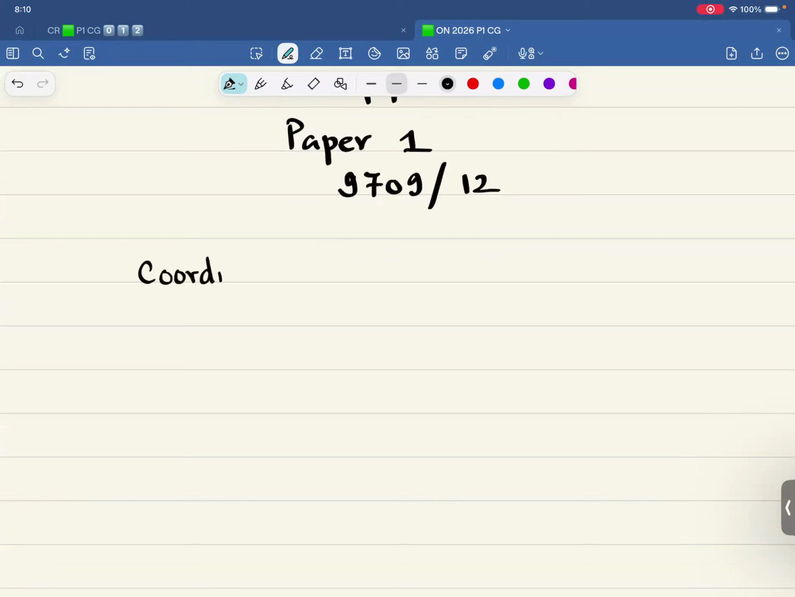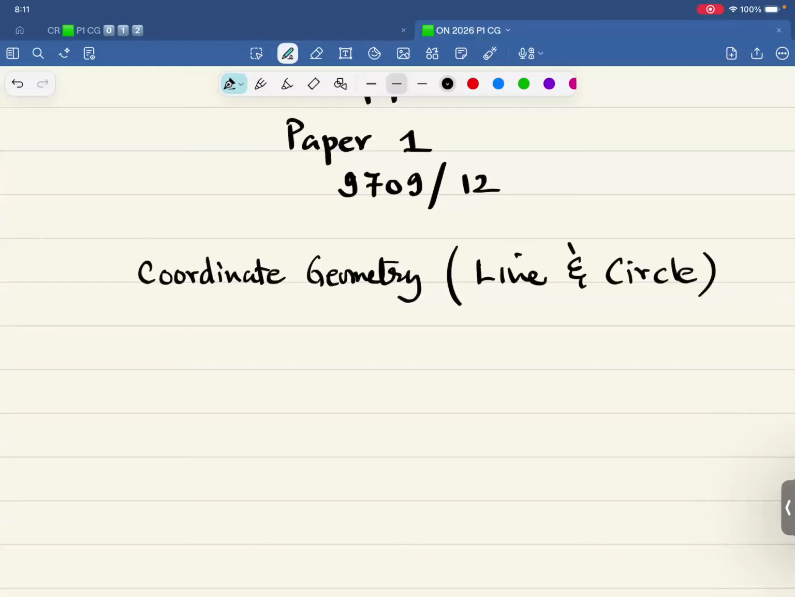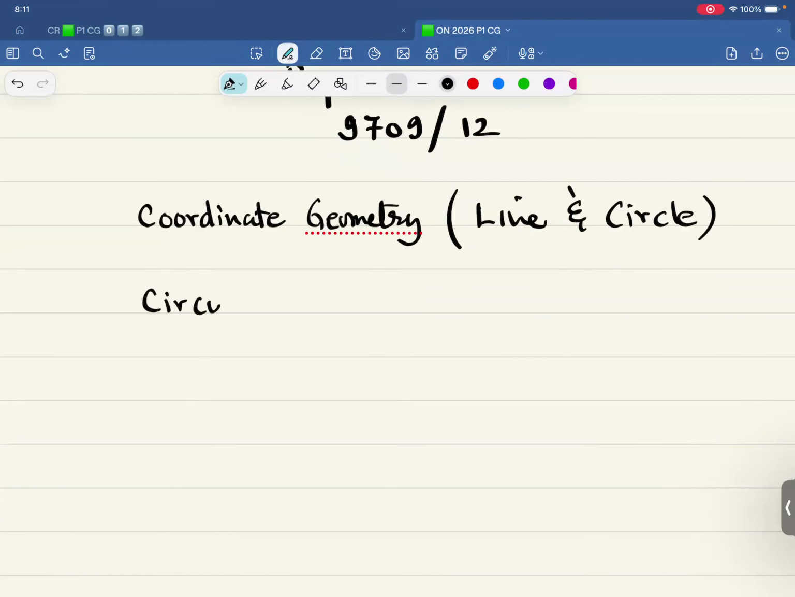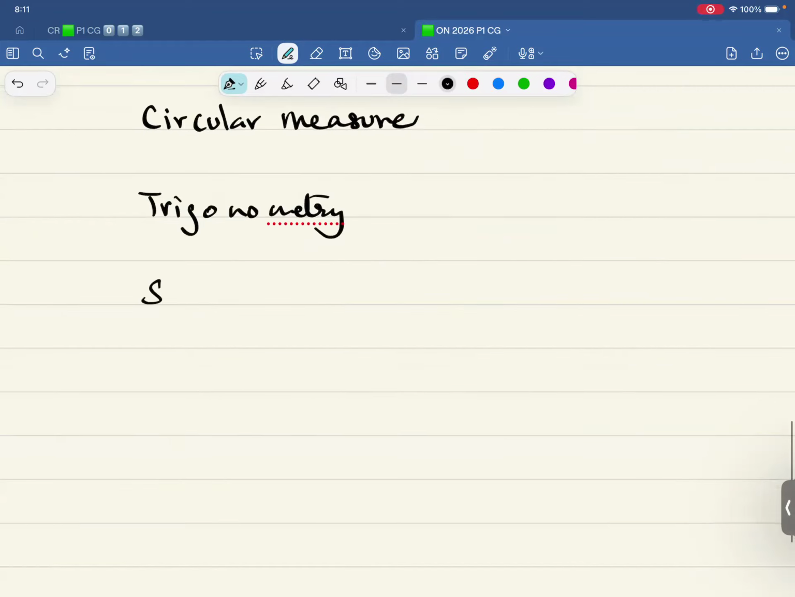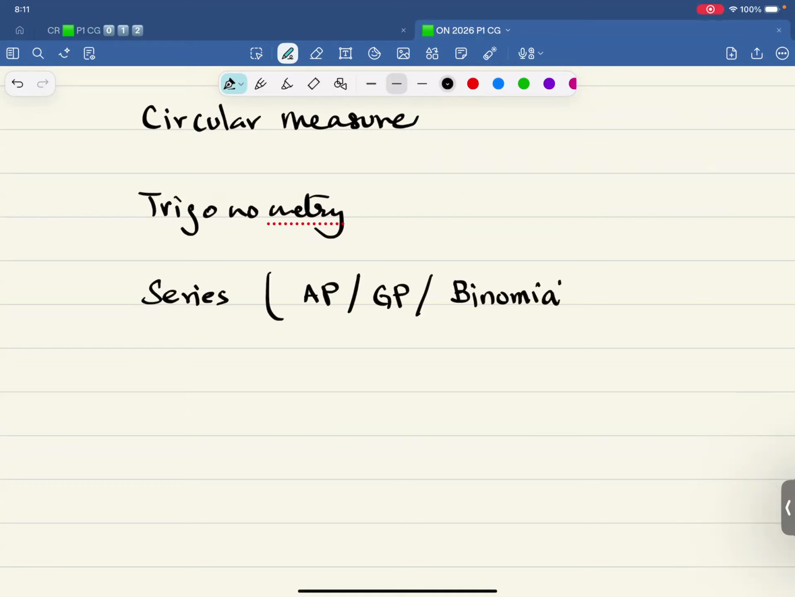The first one is coordinate geometry, and there are 2 subtopics in it. The first one is a line, the second one is a circle. Then there is circular measure. Then there is trigonometry. Then it's series. There are 3 subtopics in it: arithmetic progression, geometric progression, and binomial expansion.